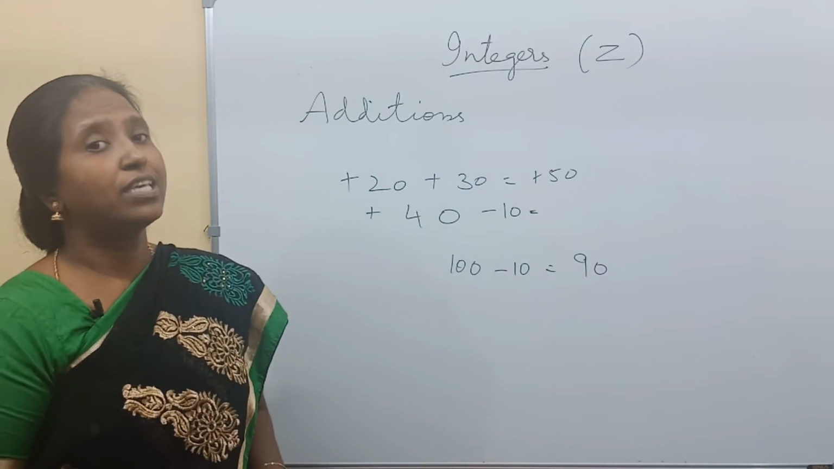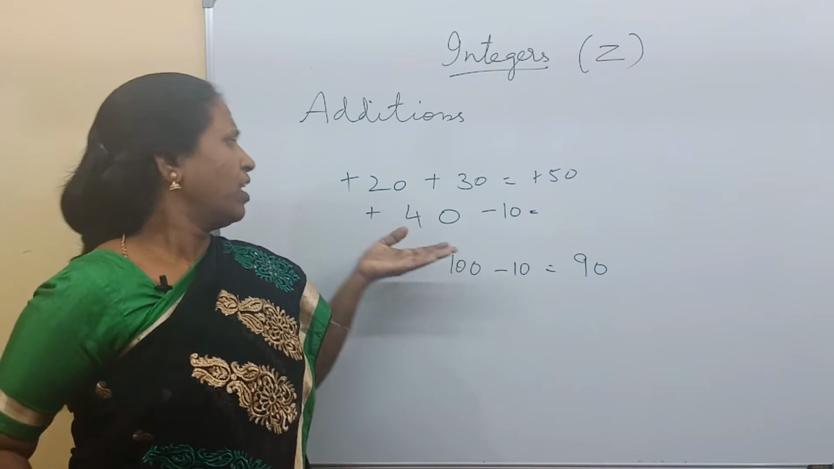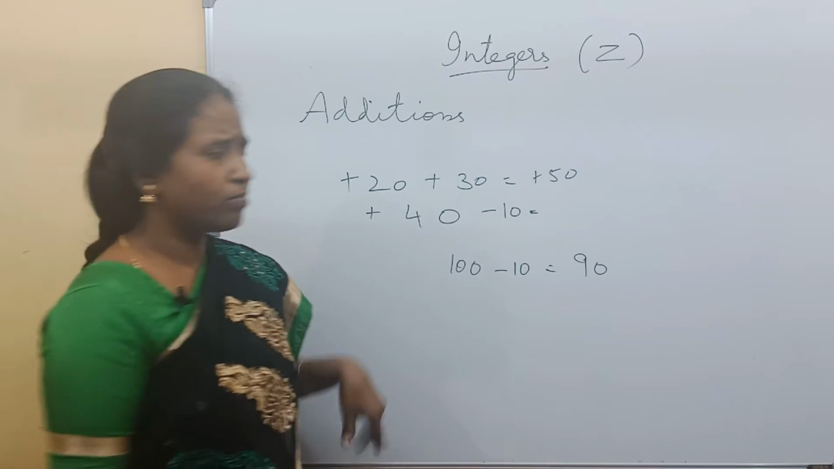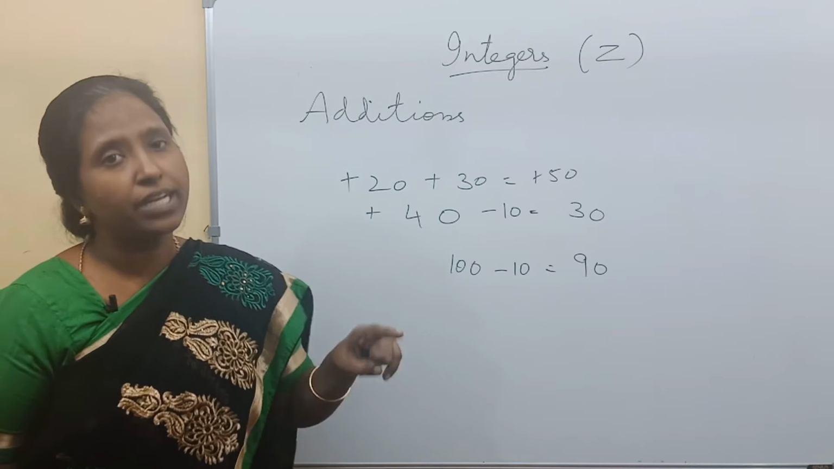Then you have to see which is the bigger number. Okay, forget about the symbol. Just see which is a bigger number. 40 minus 10. How much will it give you? 30.